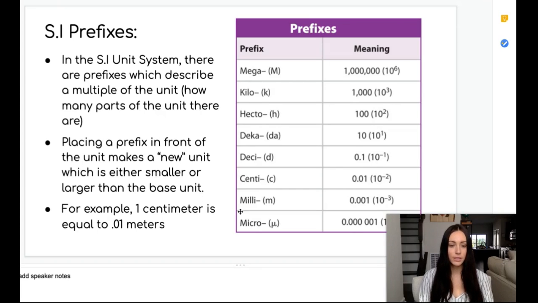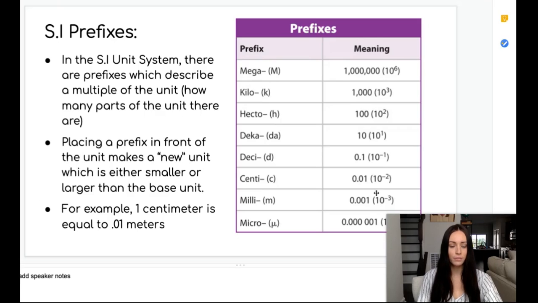Within the SI system of units, there is also what we call SI prefixes. These are small segments of a word that come in front of the base unit, which describe a multiple of the unit. So how many parts of that unit there are in this new subunit with the prefix. By placing the prefix in front of the base unit, we get a new unit or a subunit, which is either larger or smaller than the base unit. If you look here in the table, I have provided you most of our common SI prefixes, but let me tell you which ones are most important for you to be familiar with for this class.